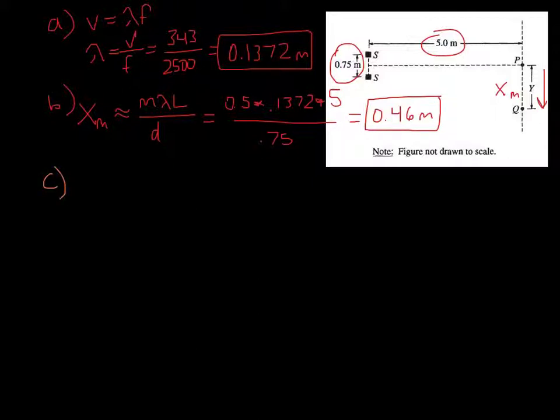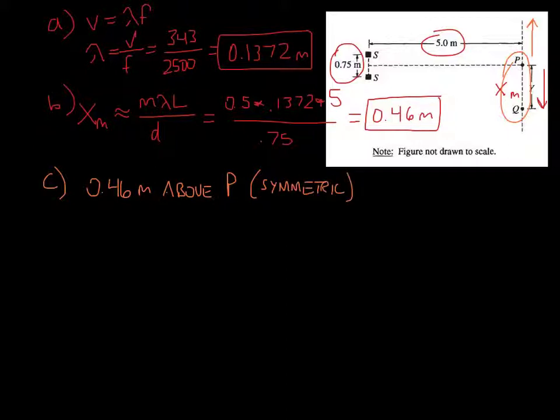For part C, identify another location on the line that passes through this line containing P and Q where the student could stand to observe another minimum. Well, the most obvious place to do this is, since it is symmetrical, if you go a distance of 0.46 meters beneath point P, you could also go 0.46 meters above point P. So that's the obvious answer to say, 0.46 meters above P, because of the symmetrical nature of the problem.